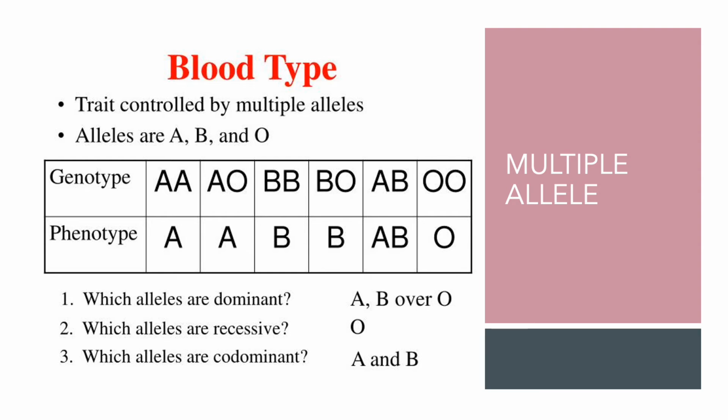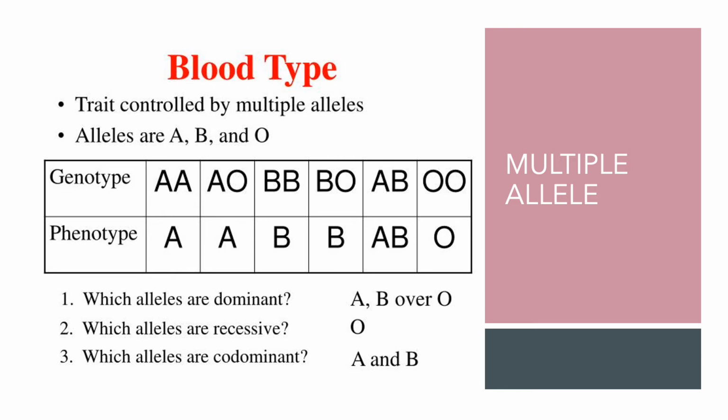The alleles in blood type are A, B, and O. Which alleles are dominant? A and B are always dominant, so they will always mask over O if you inherit both an A and an O. Which alleles are recessive? The O is recessive, so the only way you can be type O blood is if you get two O alleles. And which alleles are codominant?